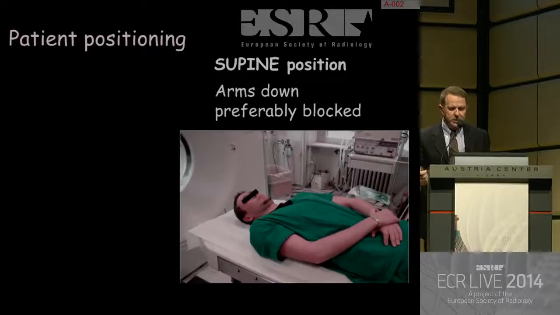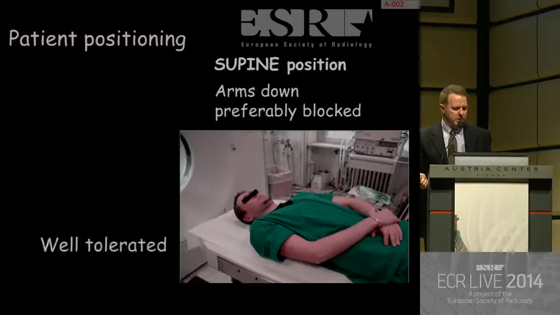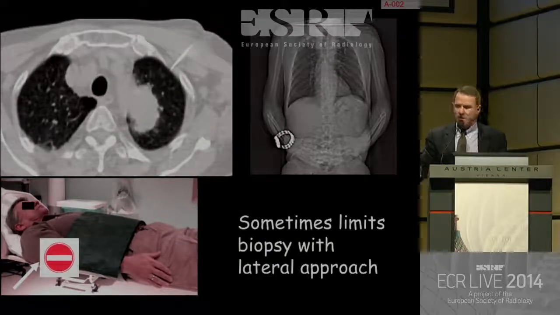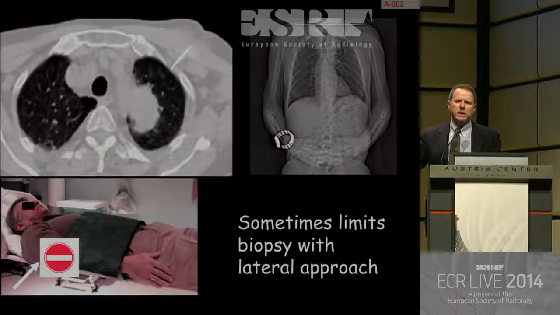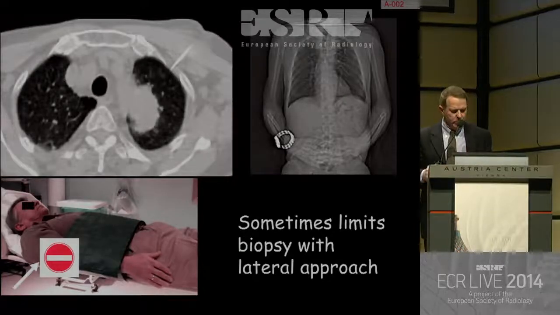So a possible solution is to get the arm down, possibly blocked. This is very well tolerated. Like in this case, you see, the patient is blocked. Of course, with no shirt on, otherwise it's impossible to make the biopsy. And sometimes this will limit a lateral approach, but you realize that soon, right away. At that point, you can have one arm down and the other up, whatever you prefer.